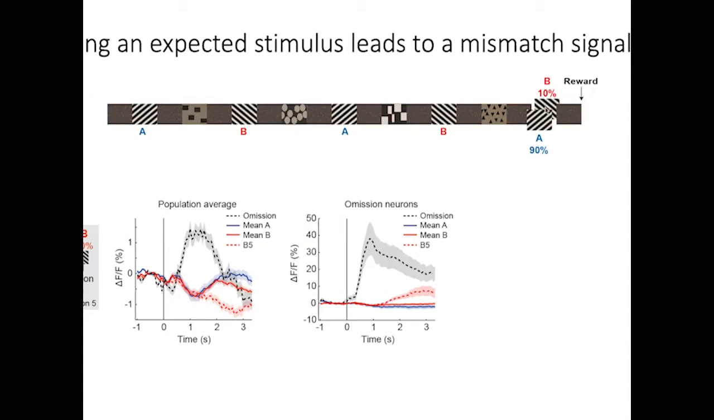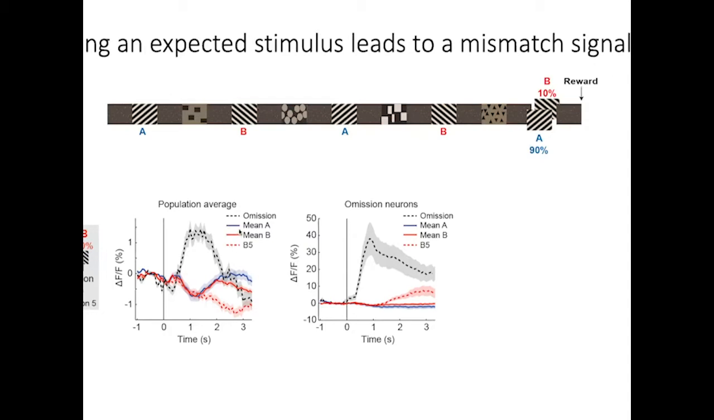So here, instead of showing the other grating 10% of the time, we just didn't show anything 10% of the time, right? And this was all isoluminant. This wasn't like a brightness change effect. And you find that omitting the stimulus drove by far the biggest responses in V1.